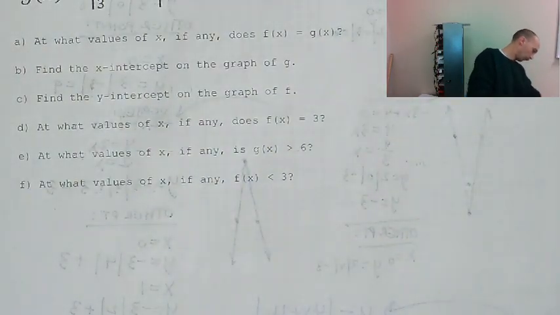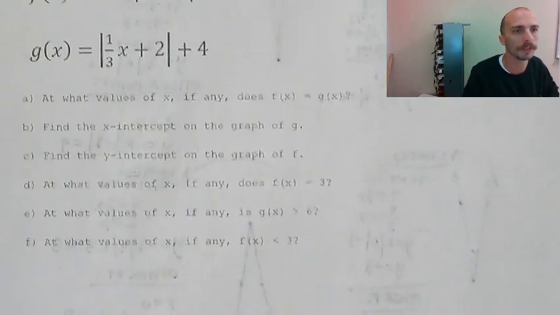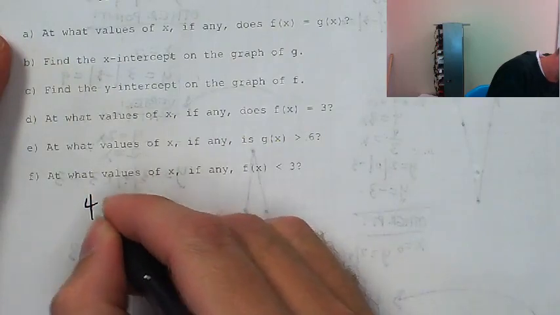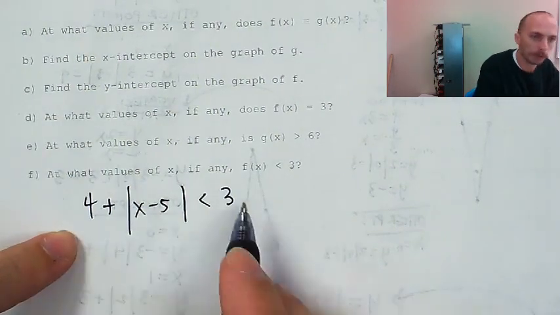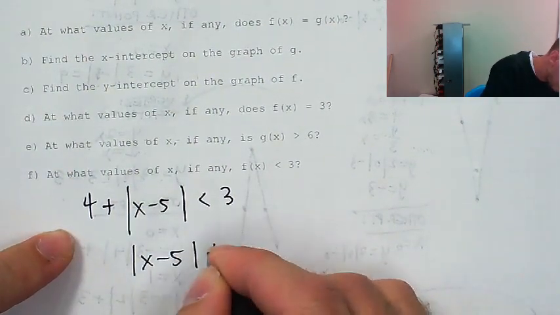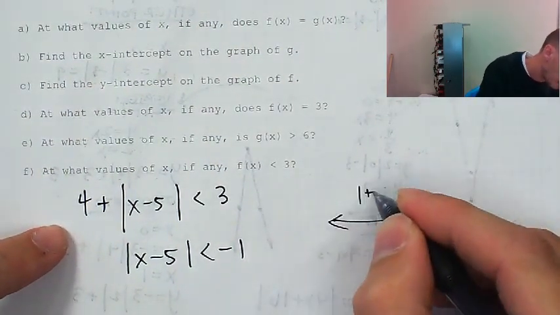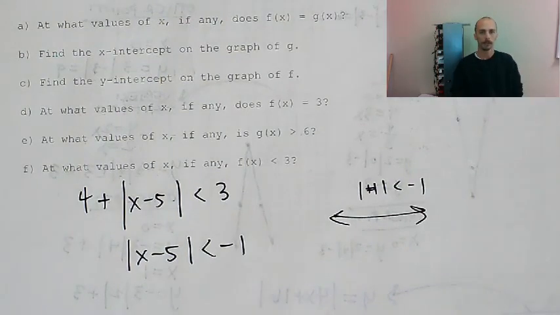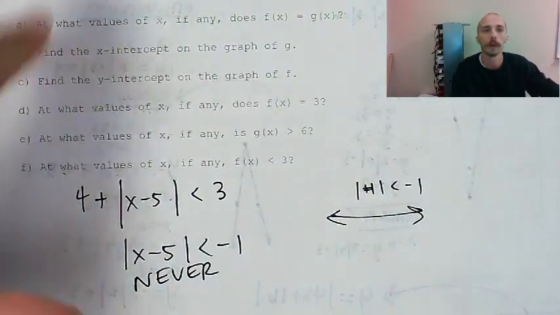That was almost the last one, but I've run out of space over here, so maybe I'll just work this one right here. When is f of x less than 3? I feel like that's going to be never, but I'll show you why algebraically. I would subtract 4 from both sides, and I get absolute value of x minus 5 less than negative 1. And I think about where is the absolute value of a number less than negative 1? Well, the absolute value of a number is either 0 or positive. It's never negative, and it's definitely never less than negative 1. So I'm going to say never. And that would be no values of x would satisfy that inequality.